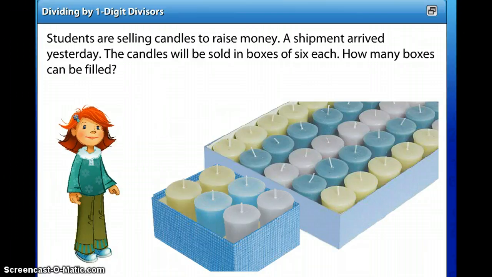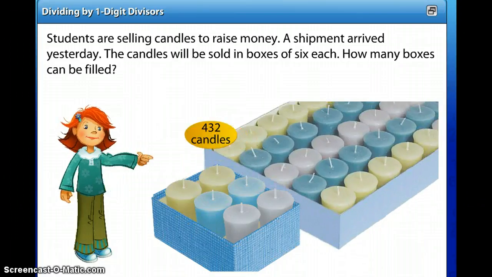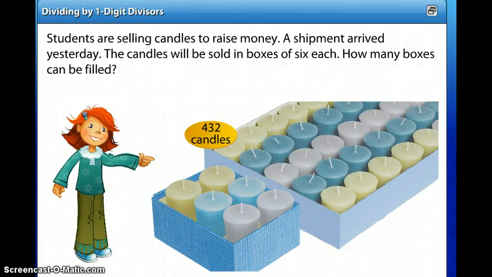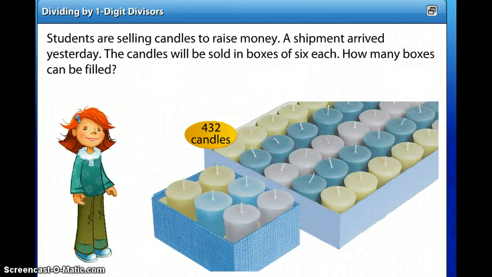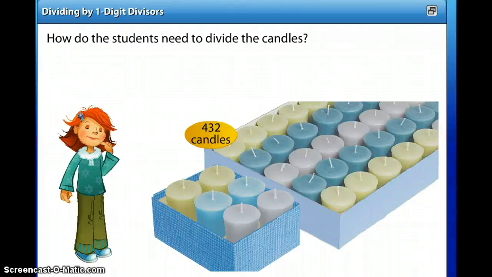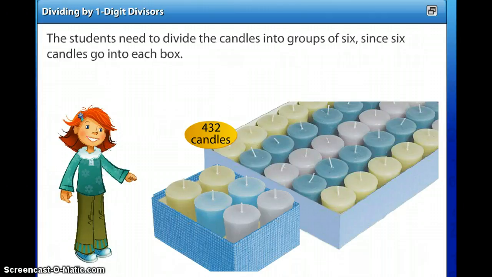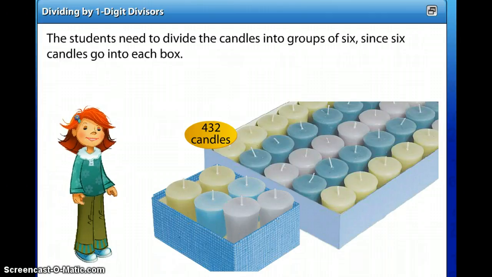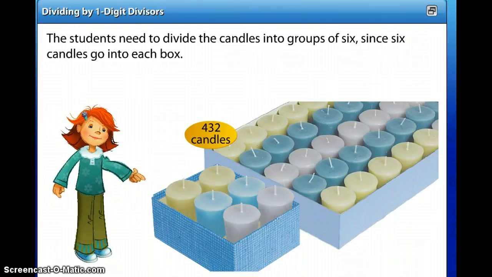Students are selling candles to raise money. A shipment arrived yesterday. The candles will be sold in boxes of 6 each. How many boxes can be filled? So the goal that they're trying to reach is that they're going to sell these candles in boxes of 6. Well, how many boxes of 6 will they have? How do the students need to divide the candles? The students need to divide the candles into groups of 6, since 6 candles go into each box.